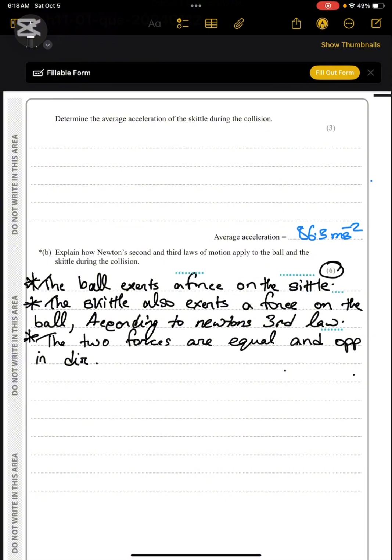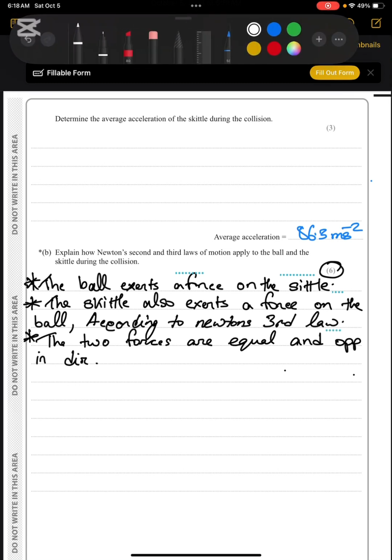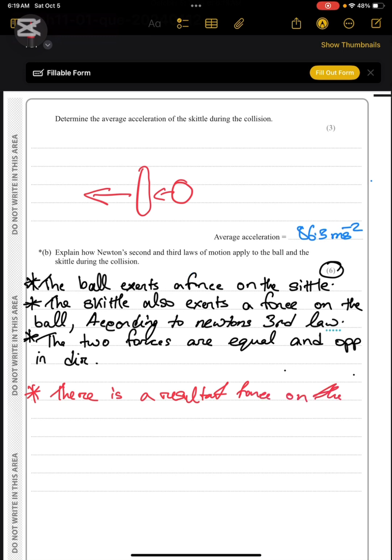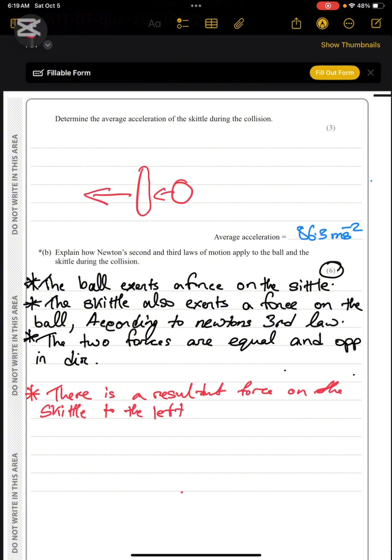So we are done with 3 points and we have already got 3 marks, and the question is about 6 marks. So we have to write another 3 points. These 3 points are a bit difficult to write. We all know, as the skittle and the ball collided, there was a force on the skittle to the left. So we can write: there is a resultant force on the skittle to the left.